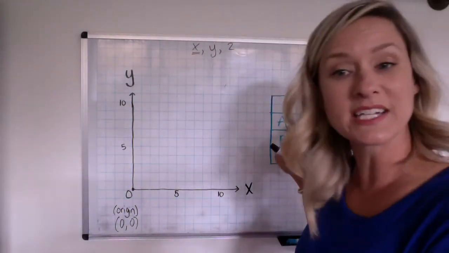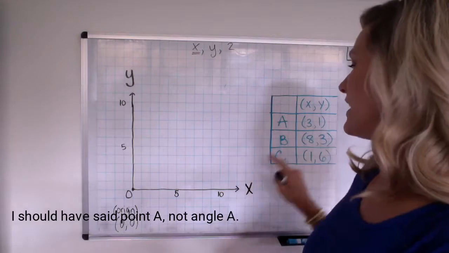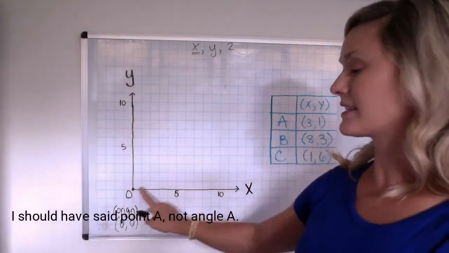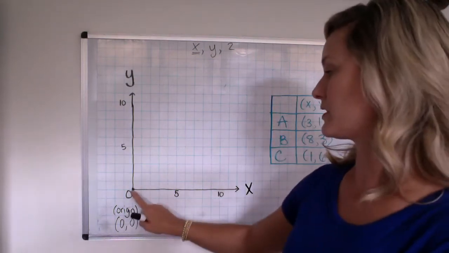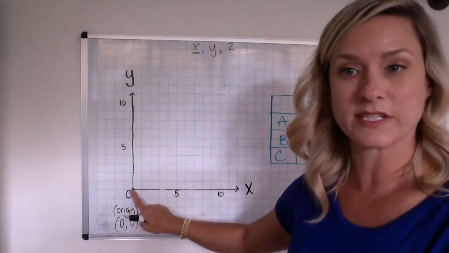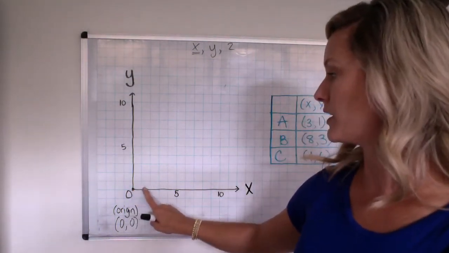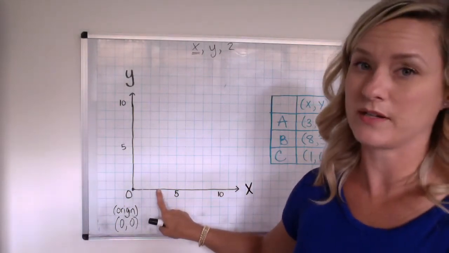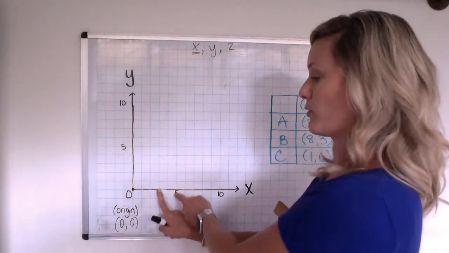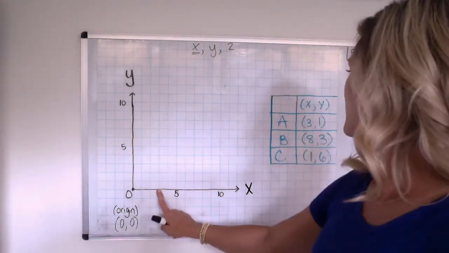Okay, so we're going to plot point A. We're going to move on the x-axis. That's this axis. So we're going to move to the 3 first. So we're going to start at the origin. We always do. And we're going to move to the 3. 1, 2, 3. Now notice there's no 3 there, but we can figure it out because that would be 4 and that would be 5, right? Okay, so we're moving to 3.